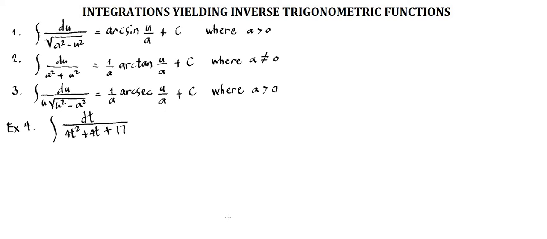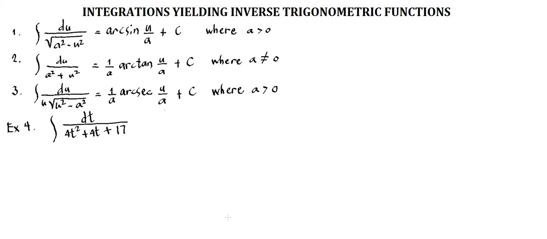Okay, next, example number 4 na tayo. Integral of dt divided by 4t squared plus 4t plus 17. So, kung titingnan natin yung formula number 1, hindi ito pwede sa ating problem, ano? So, ganun din naman yung formula number 3. So, formula number 2 tayo para sa problem na ito. Ngayon, yung ating denominator na 4t squared plus 4t plus 17 ay susulat natin in the form of a squared plus u squared.